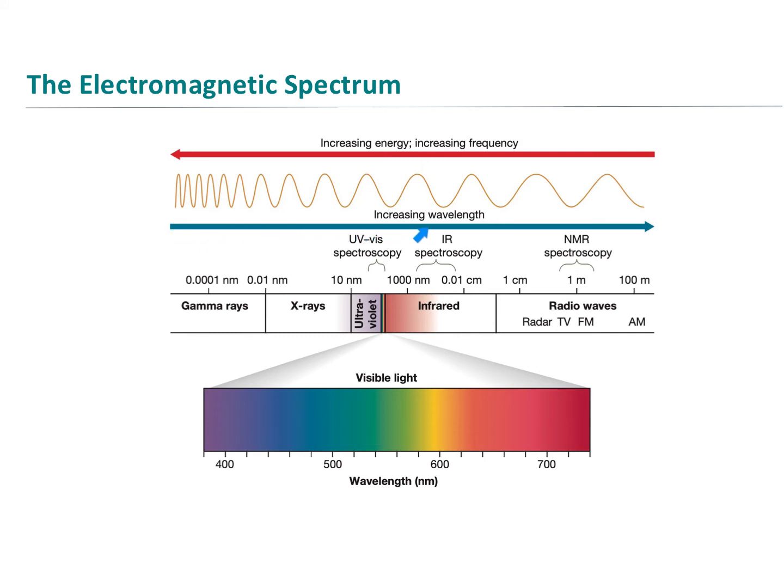The wavelength of these increases as we go this way, which means the energy increases in the opposite direction, right? So increasing energy goes this way, and increasing frequency. So gamma rays have the highest energy. They're going to have the highest frequency. Over here, radio waves are going to have the lowest energy and the longest wavelengths.